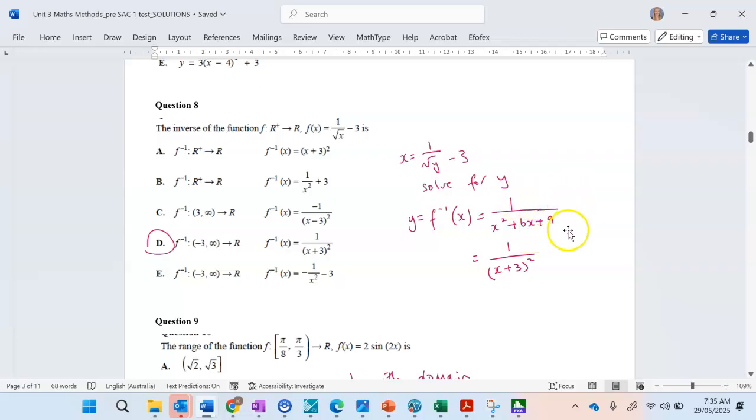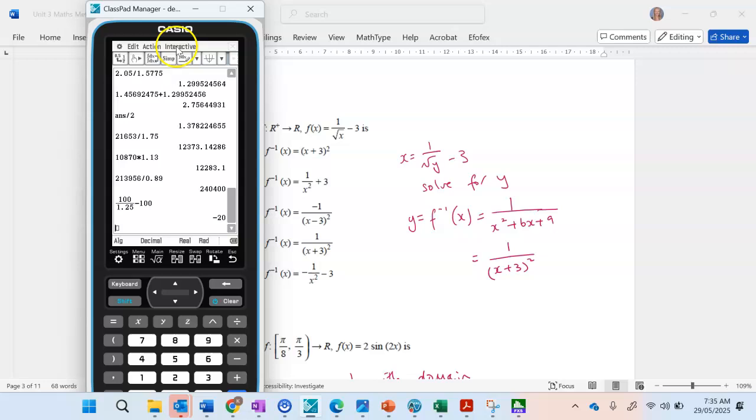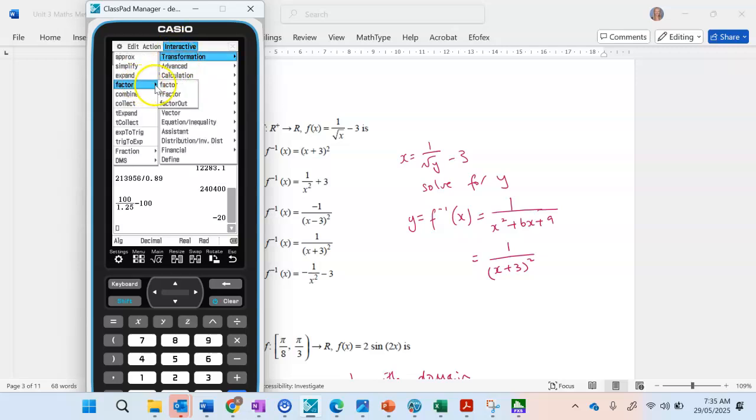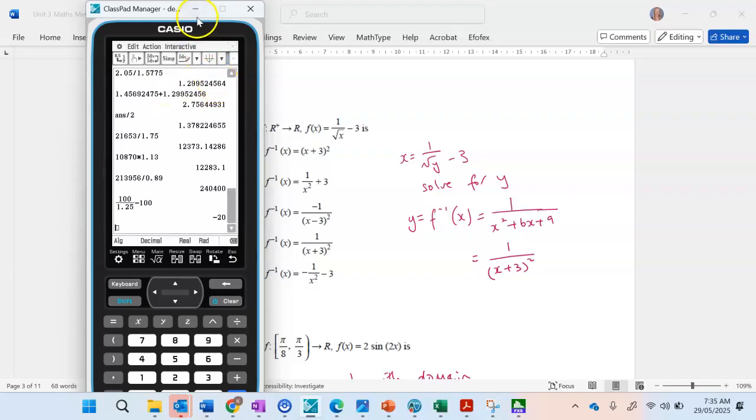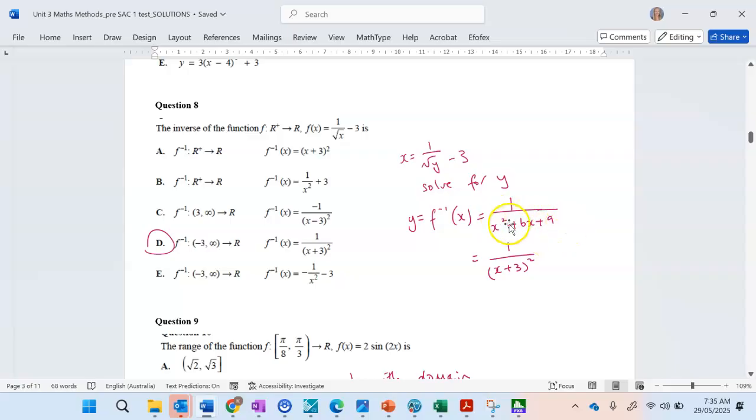It did spit out this answer here, so I did just have to factorize that quadratic. You can do factor on your calculator, so you can go interactive, transformation, factor, and sometimes it will and won't factorize it, but it's not a hard one to factorize.